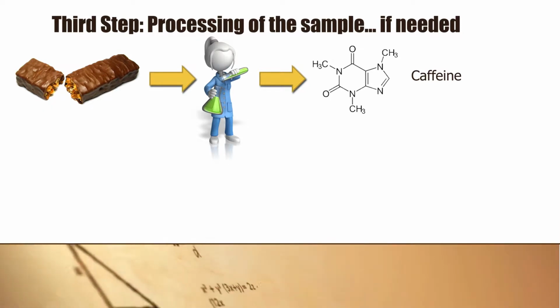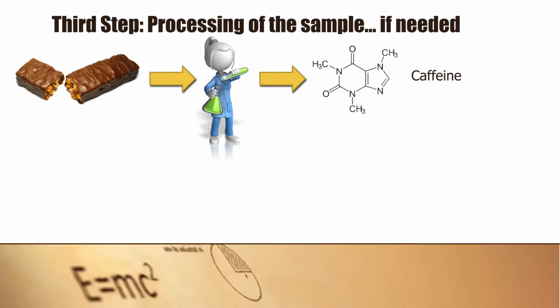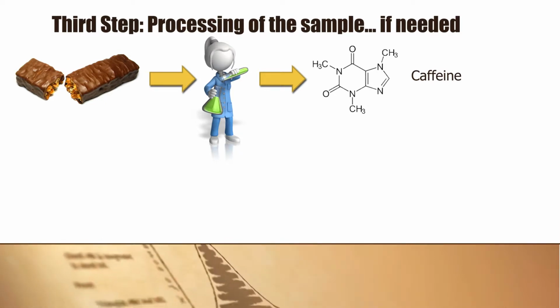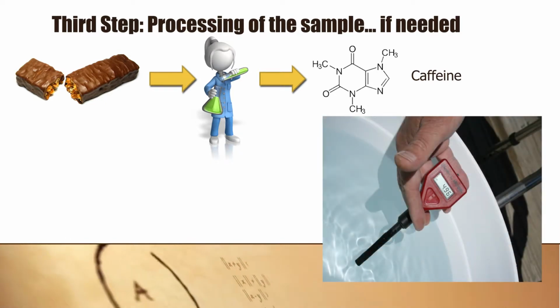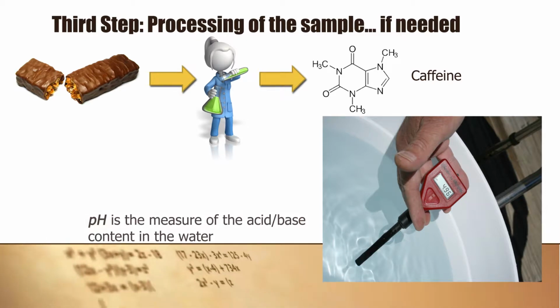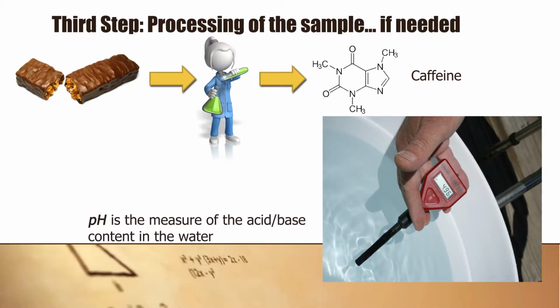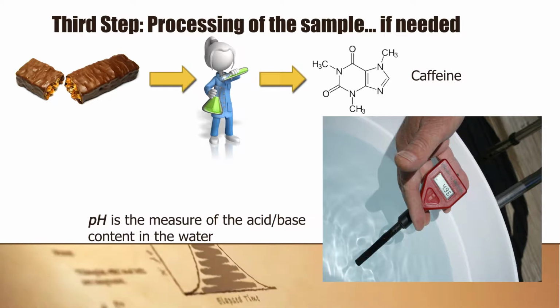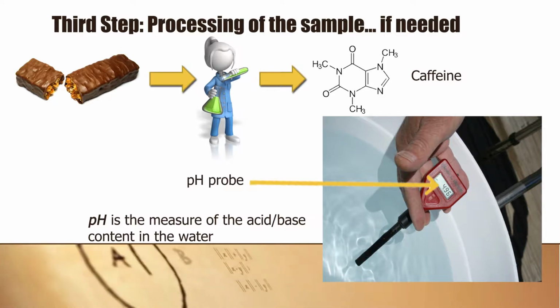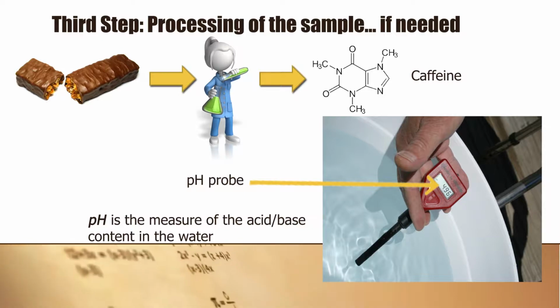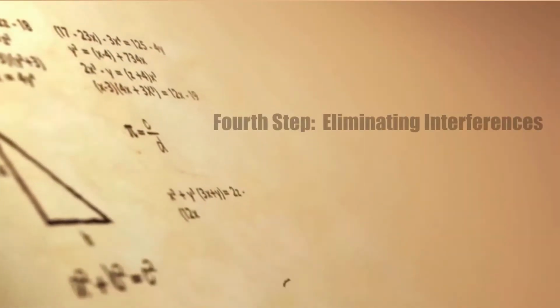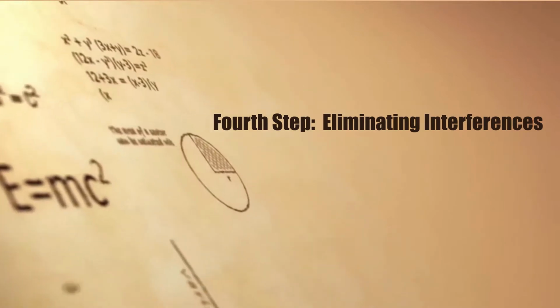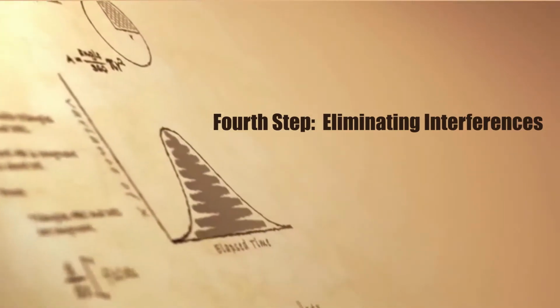An example of a kind of measurement where we don't have to process and isolate everything would be a water sample in which we simply wanted to measure the pH, which is the acidity or basicity of the bulk water. In this case, we just simply insert a pH probe directly into the bulk sample. Now that's easy sampling. The fourth step is the elimination of interferences in the measurement.